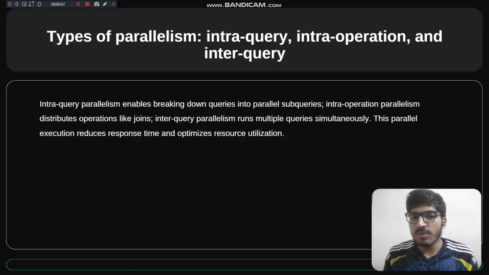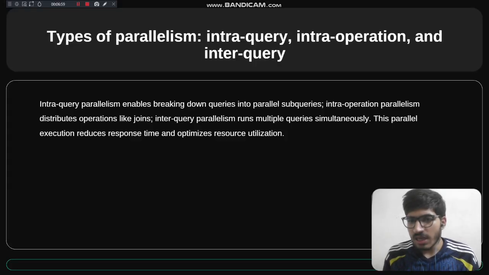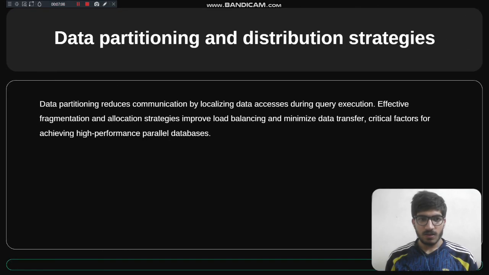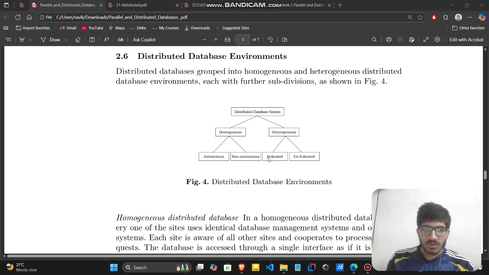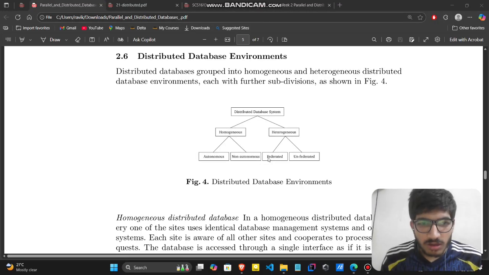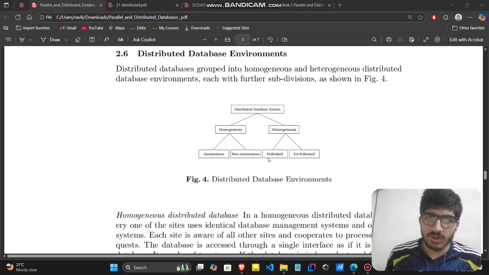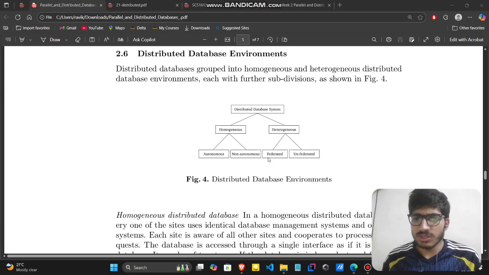Intra-query parallelism enables breaking down queries into parallel subqueries. Intra-operation parallelism distributes operations like joins, and inter-query parallelism runs multiple queries simultaneously. This parallel execution reduces response time and optimizes resource utilization. Now we will see the distributed database environments. Distributed databases are grouped into homogeneous and heterogeneous distributed database environments, each with further subdivisions as shown in the figure.